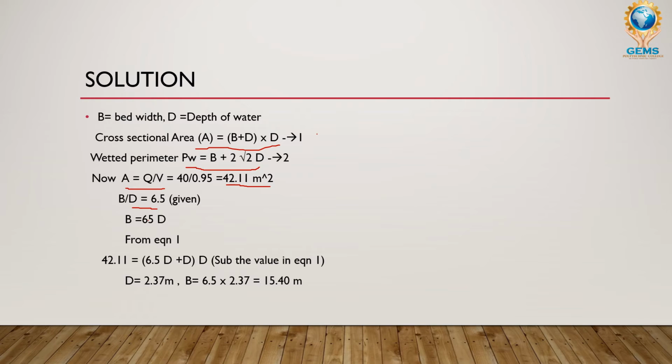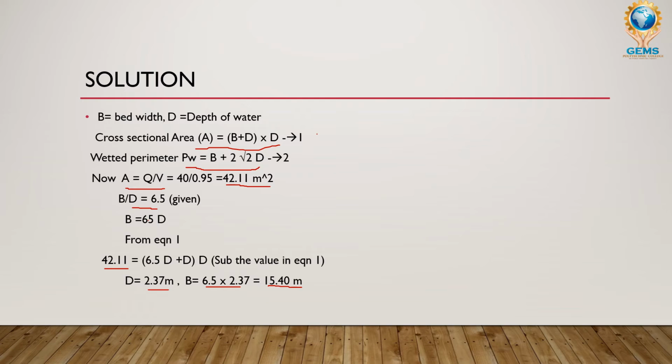You know the B value as 6.5D. You are going to substitute 6.5D in place of B here, and you are going to add this. You are going to get 42.11 equal to 7.5 D square. By bringing your 7.5 here, 7.5 will come under 42.11, and you are going to divide and take the square root, so that you will get D is equal to 2.37 meter. Now you are going to substitute this D value in the B value. B value you know is 6.5 D. You substitute there, and you get the value as B equal to 15.40 meter.